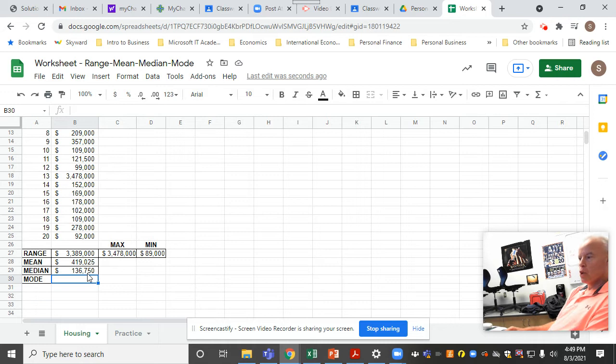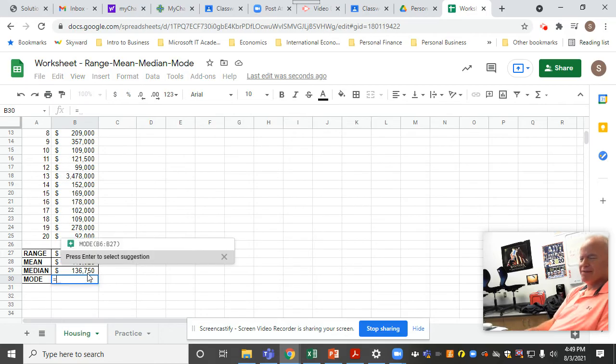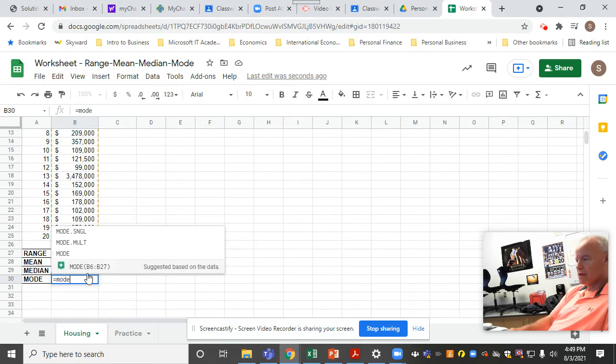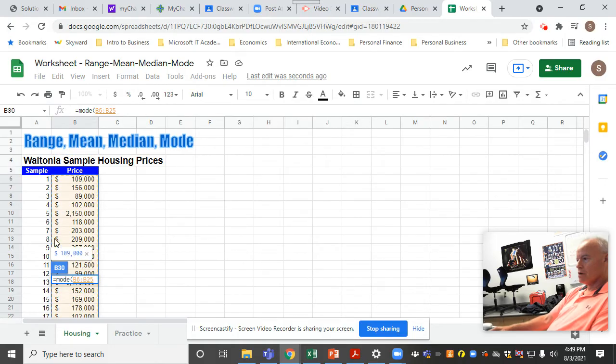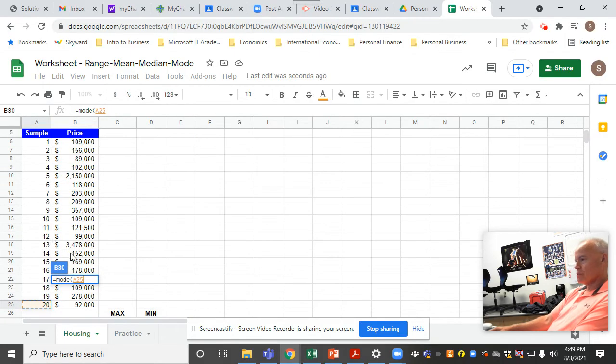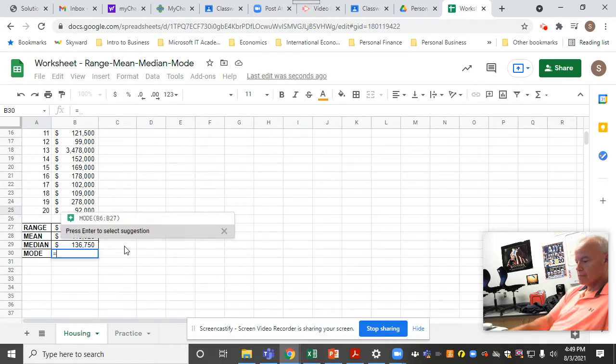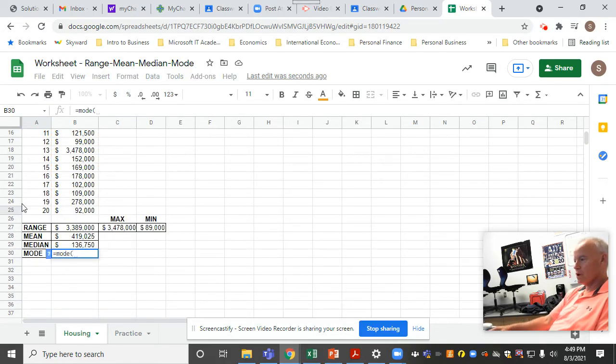Mode, what's the number that comes up the most often? In my set of numbers, which value is being repeated the most? And mode doesn't have the greatest statistical value unless you keep finding the same numbers over and over again. I'm just going to do mode of those 20 numbers. Whoops. Let's try that again. I shifted, did something weird.